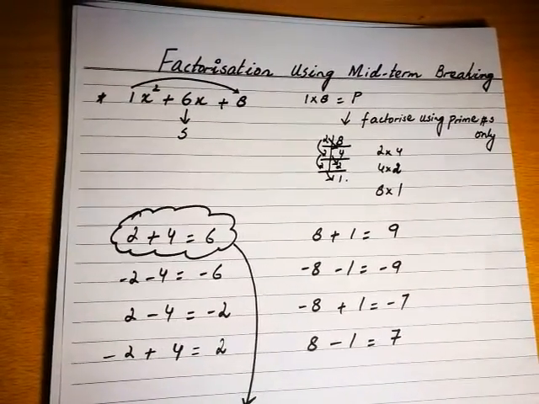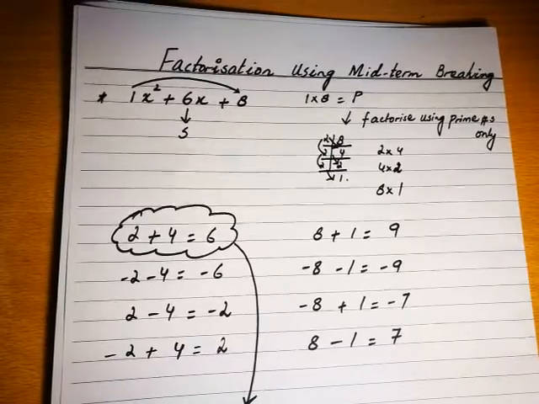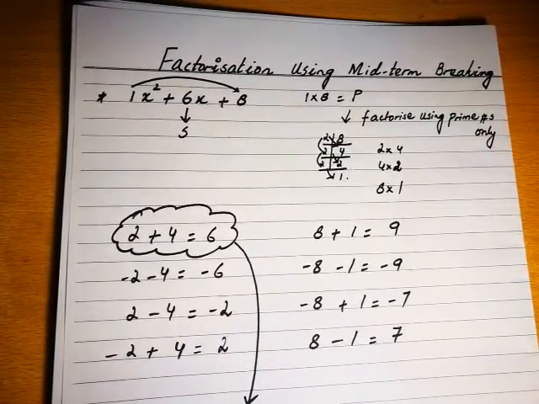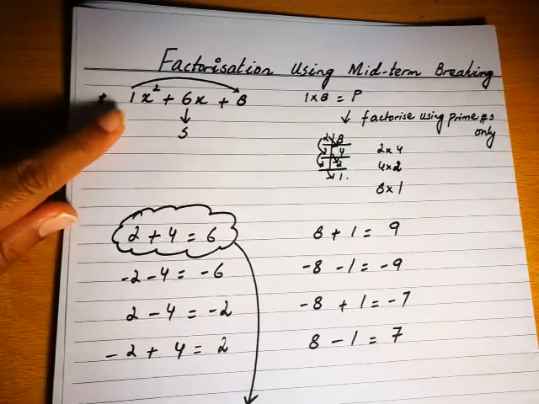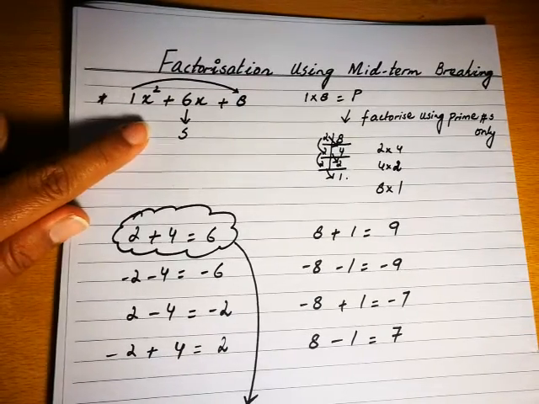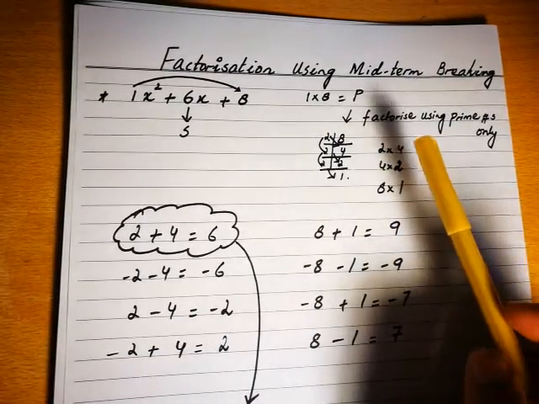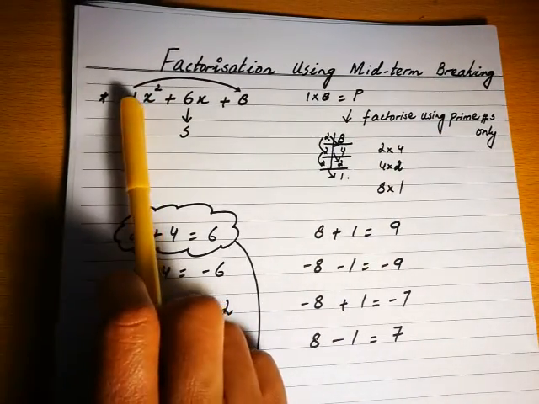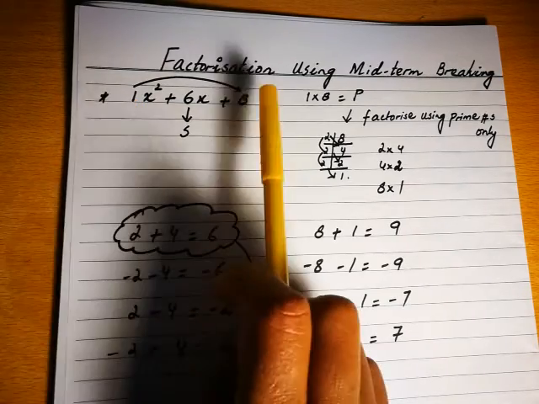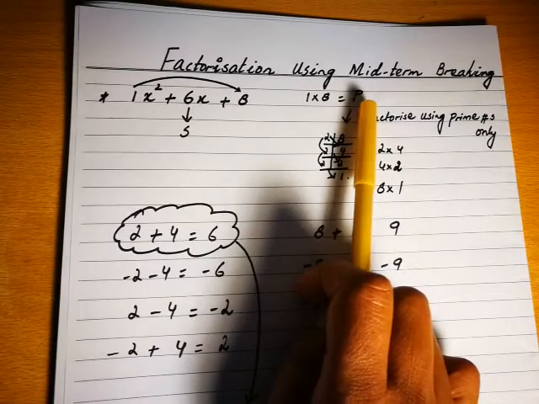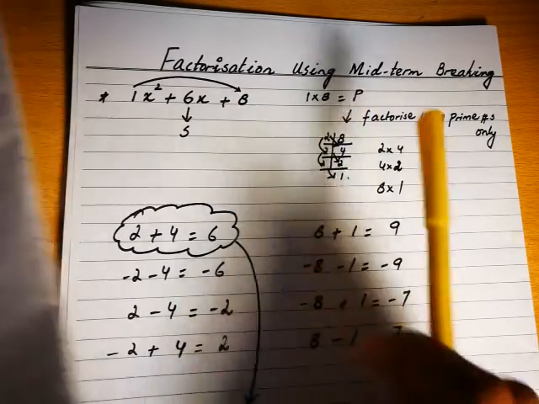Today we are going to start with factorization using middle term breaking, and in middle term breaking we are having three terms. These are x square plus 6x plus 8. Our first step is we are going to multiply the coefficient of x square and the constant term to get P. P stands for product.